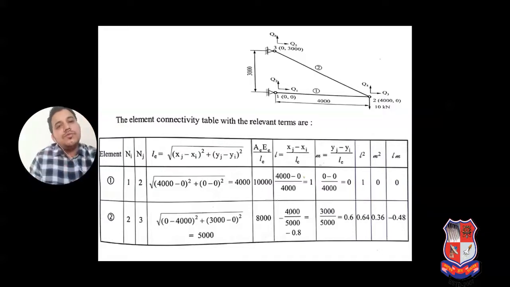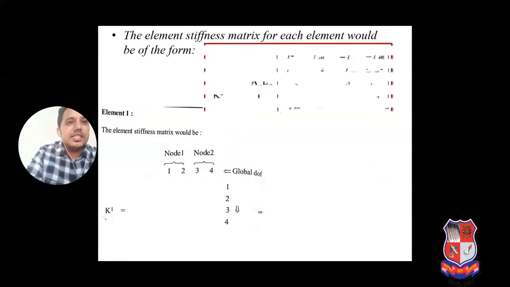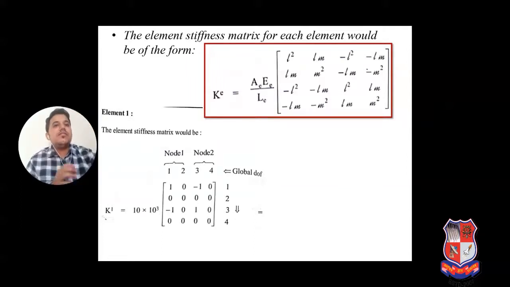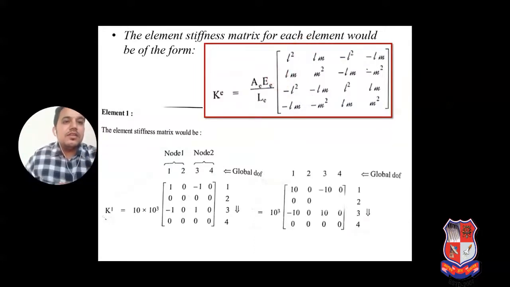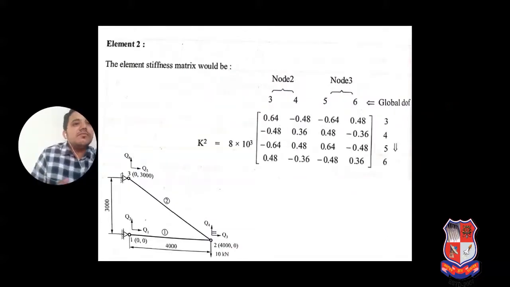Now we jump onto step number 3. Step number 3 is the element stiffness matrix for each element. So we know the main formula, AE upon LE, and the matrix with l square, lm, minus l square, minus lm, and so on. So we are putting the value of each and every component. These values we already found in the previous table, and the simplification is like this. This is particularly for element number 1. Similarly we have to find it for element number 2. There are some big variations in the element stiffness matrix.